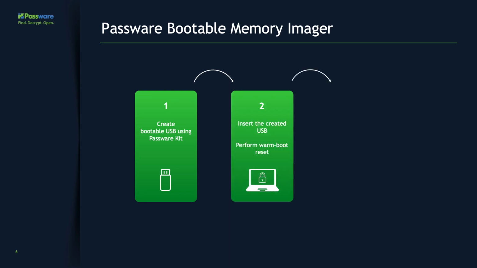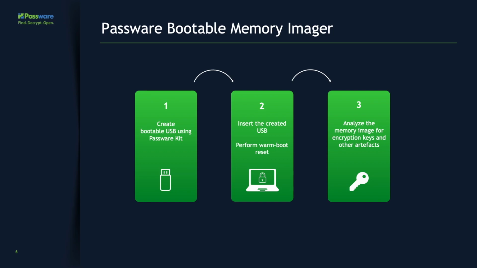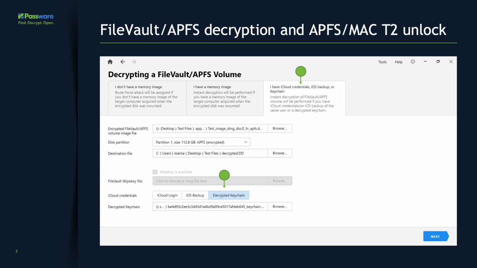Next, insert the created USB into the target machine and perform a warm boot reset. The warm boot procedure differs from system to system. For Windows machines, the BIOS should be set to boot from a USB drive. For Macs without a T2, holding the Option key during startup will allow booting from a USB drive. More information and guidance on this process can be found on the Passware knowledge base. Finally, once the memory image has been saved to the USB drive, PKF can be used to analyse the image and extract encryption keys and passwords.